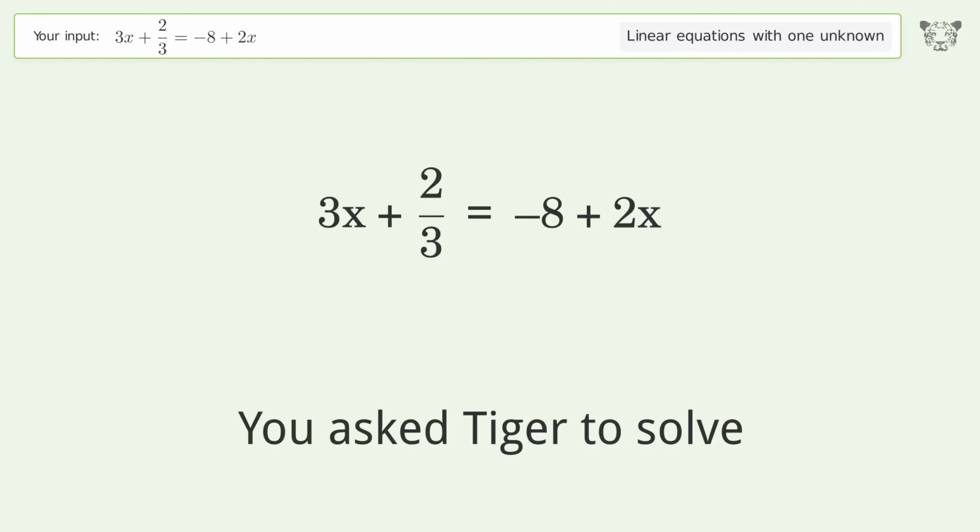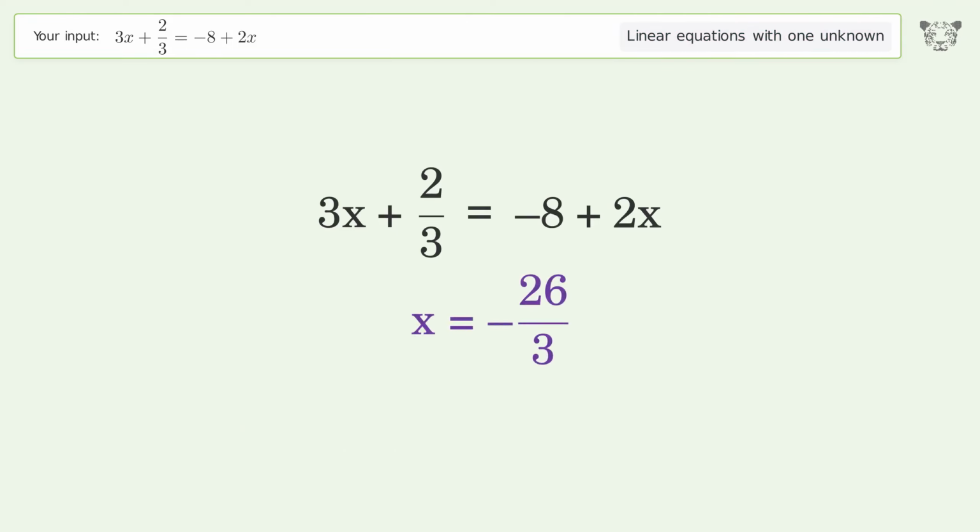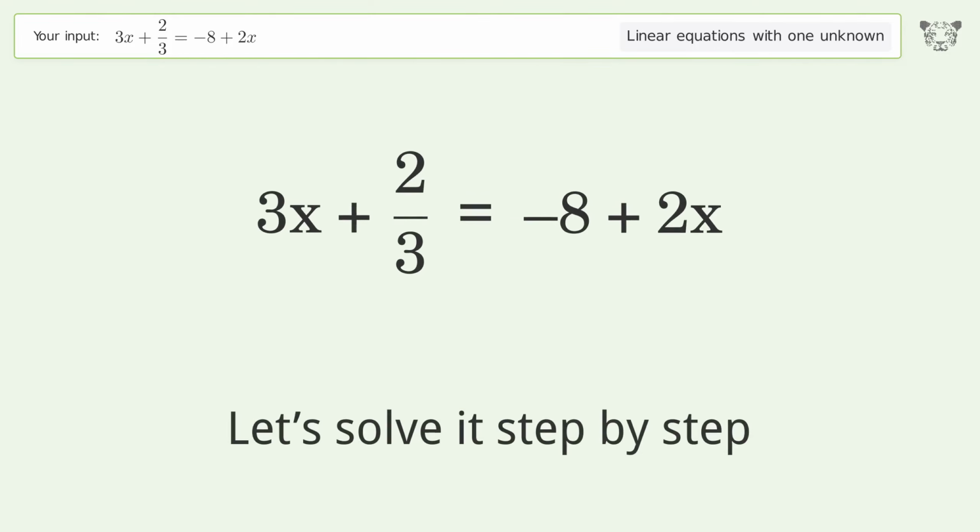You ask Tiger to solve. This deals with linear equations with one unknown. The final result is x equals -26/3. Let's solve it step by step.